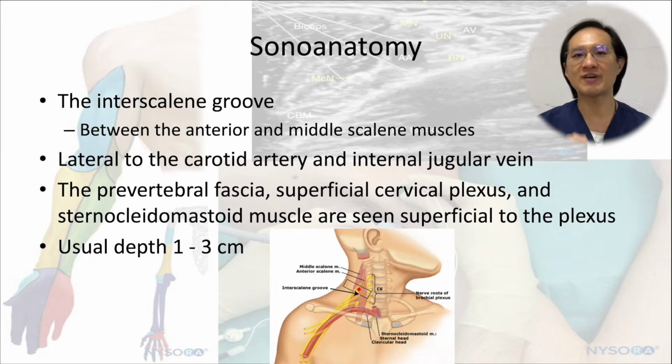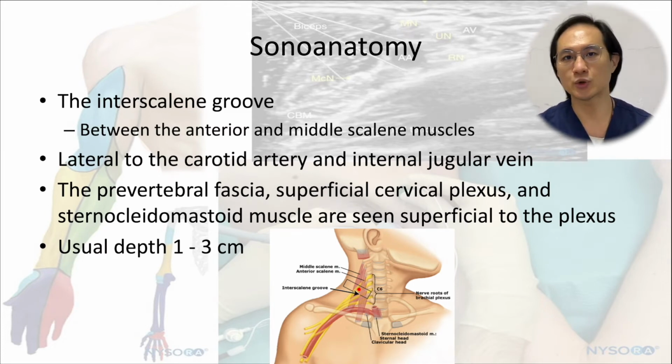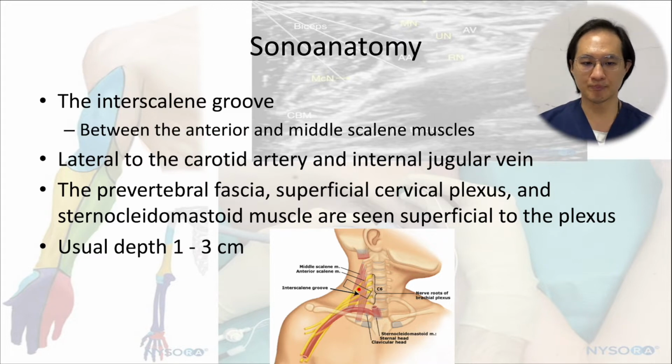So how do we find the brachial plexus at the interscalene level? Mainly, we need to look for the interscalene groove, which lies between the anterior and middle scalene muscles. The interscalene groove lies lateral to the carotid artery and internal jugular vein. The usual depth is about 1 to 3 centimeters. Above the interscalene groove lie the prevertebral fascia, superficial cervical plexus, and sternocleidomastoid muscle.